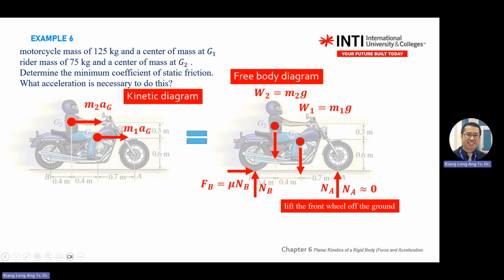Because acceleration for this G1, G2 actually it's the same. It's the same, because it's at the same object. So when you're sitting at the same object, acceleration will be the same. So you can write AG sub 1, AG sub 2. Then you write AG sub 1 equal to AG sub 2 equal to AG if you want.